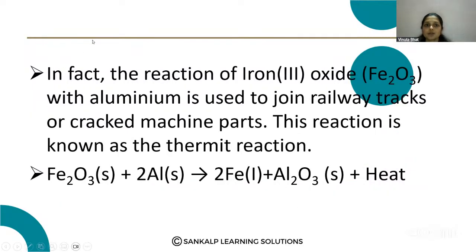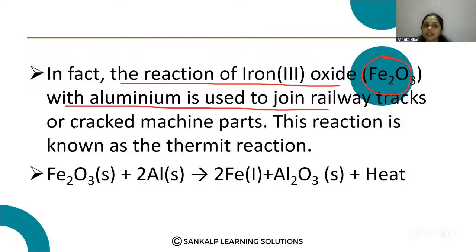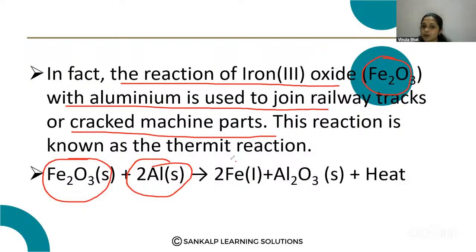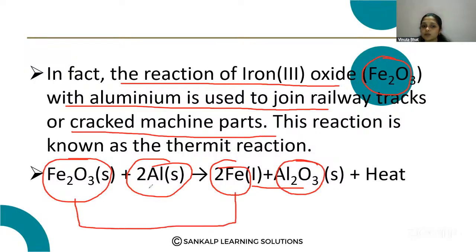Next one. So the next example where the highly reactive metals are used as a reducing agent. The reaction of iron oxide, that is Fe2O3, with aluminium is used to join the railway track or cracked machine parts. So here what happens? Iron oxide is in the oxide form. Here aluminium is used, which produces the pure iron metal, and aluminium oxide is formed. So the iron oxide is reduced and this aluminium is oxidized.